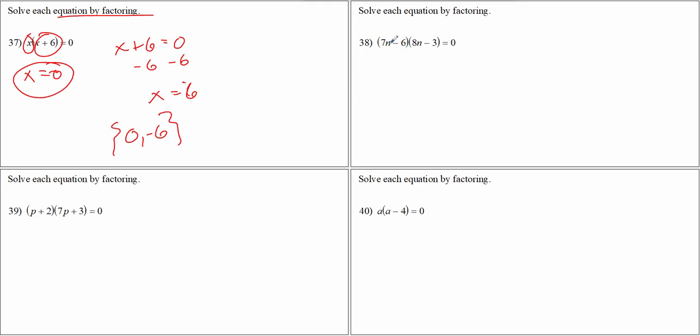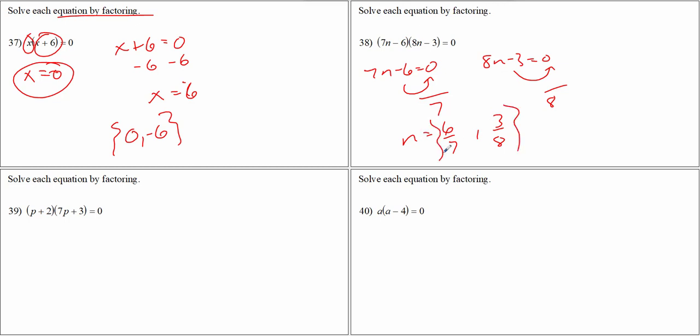Number 38, again, I want to take my parentheses, set it equal to 0. Take my other one, set it equal to 0. Add and divide. Add and divide. So I get positive 6/7 and 3/8. So those are my 2 answers here. Okay, that's the next 2 there.